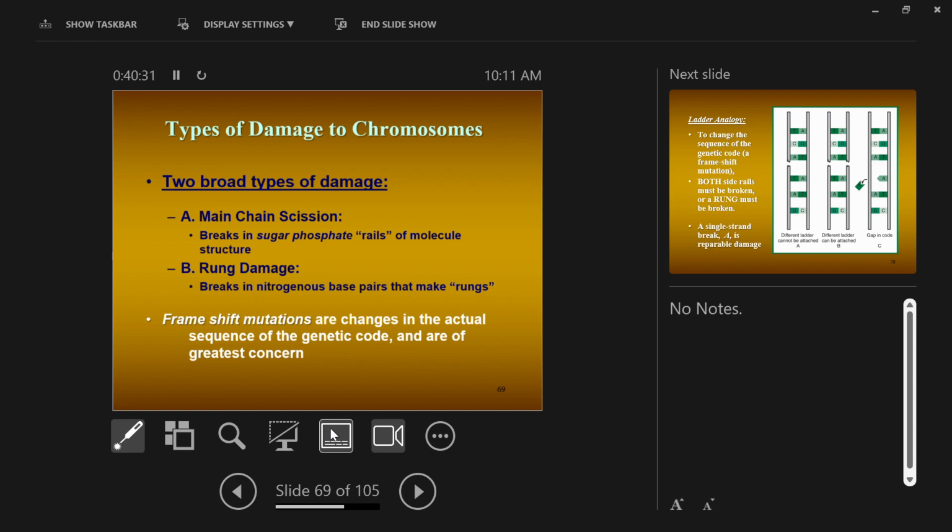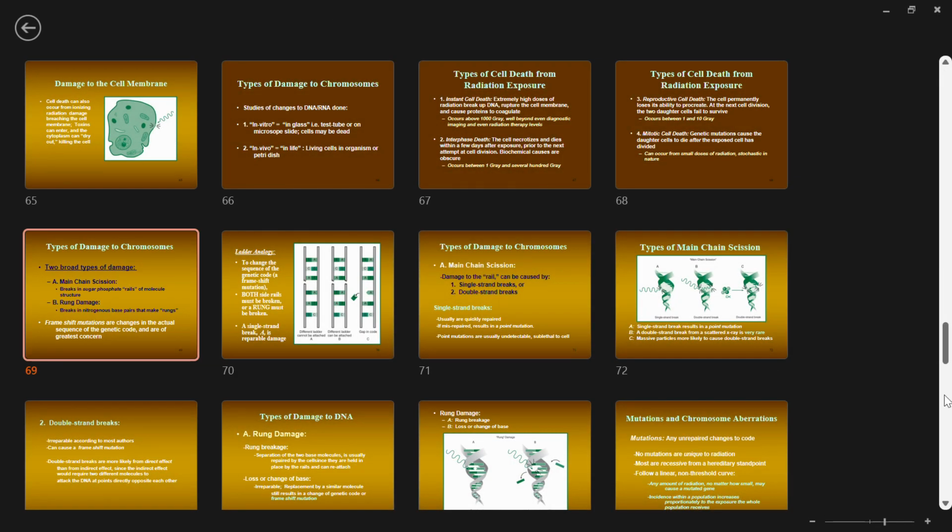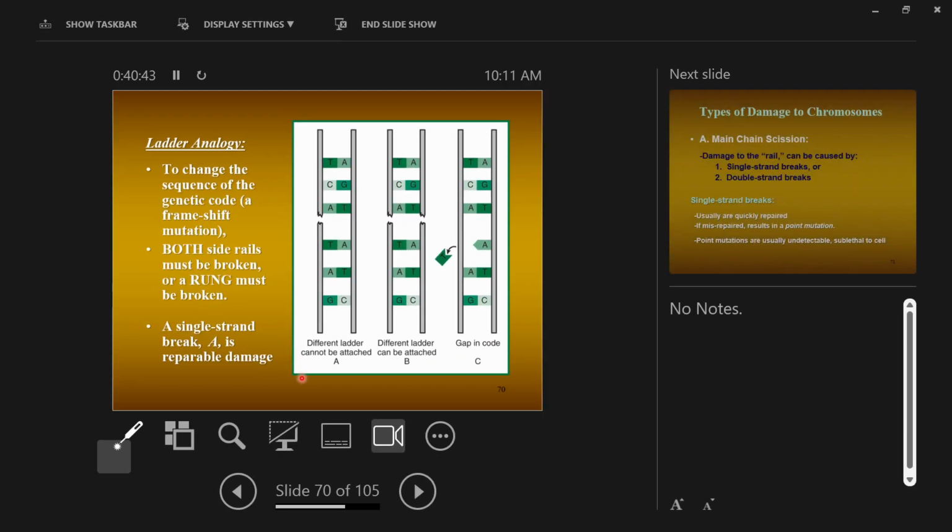Radiation just increases the rate of these mutations. There are more mutations in a given time with radiation exposure than without radiation exposure. We're going to circle back around to that idea because it is an important thing. All right, so here you go.